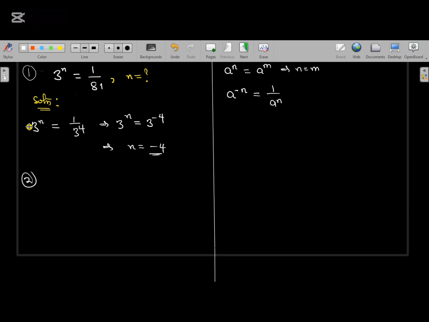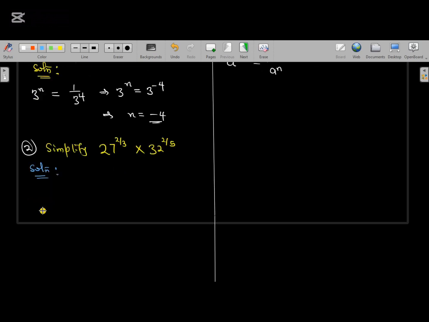So let's see exercise number 2. Alright, so the second example says that we should simplify 27 to the power of 2 over 3 multiplied by 32 to the power of 2 over 5. It's important that we note that when it comes to fractional index, there's a rule we call the rule of fractional index. So we can actually apply that here.